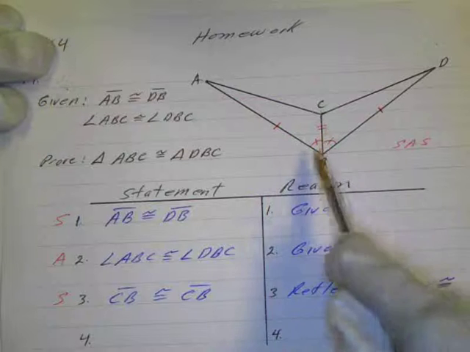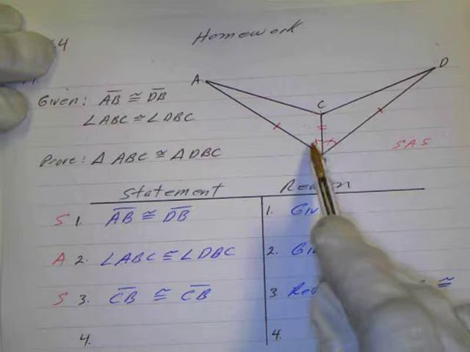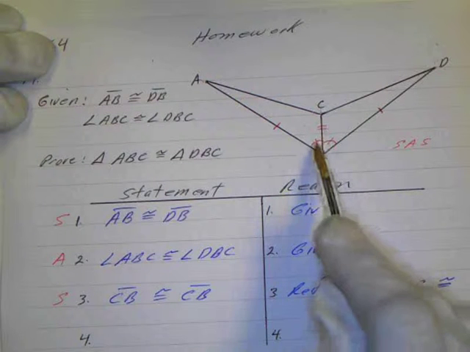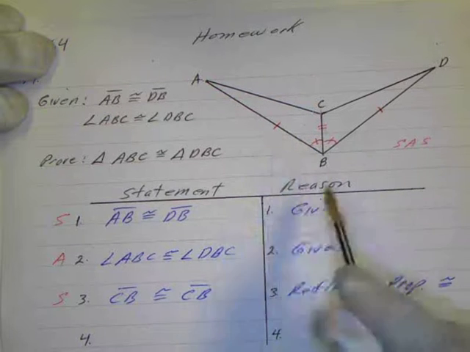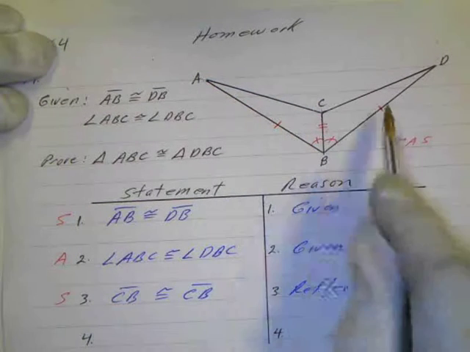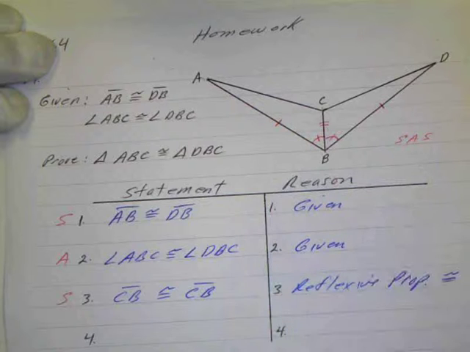And remember, for side, angle, side, the angle has got to be included between the two sides, or the angle has to be the angle that forms the two sides. Those are the two sides of the angle, and that's what we have. So we have side, angle, side. So therefore, I'm done. My two triangles are congruent.